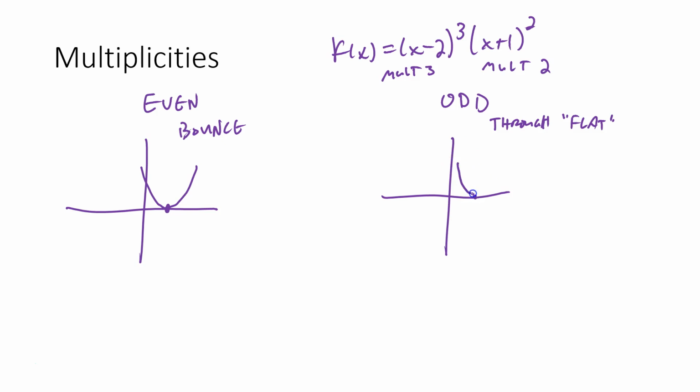So it's going to flatten out, like it's going to bounce back up, but then it's going to go through and kind of come down like that. So it doesn't just go straight through like we would with a normal single multiplicity. It kind of flattens out and goes through.